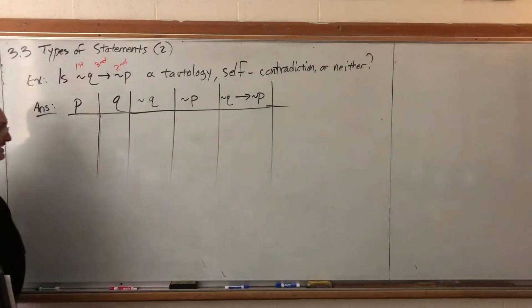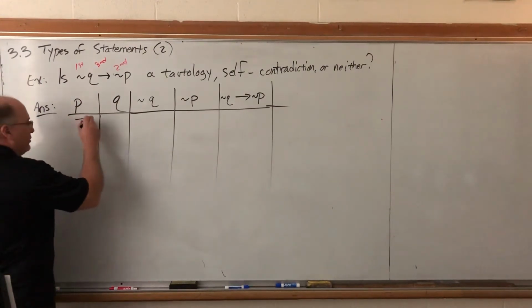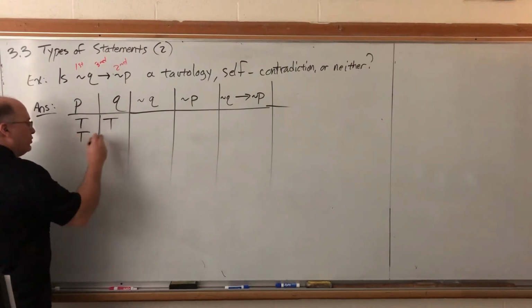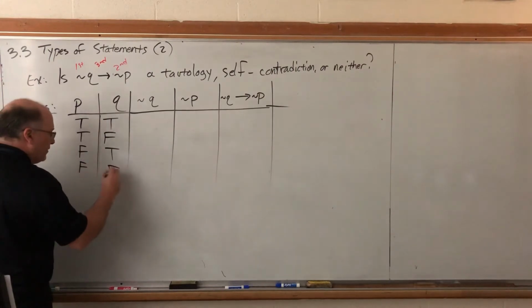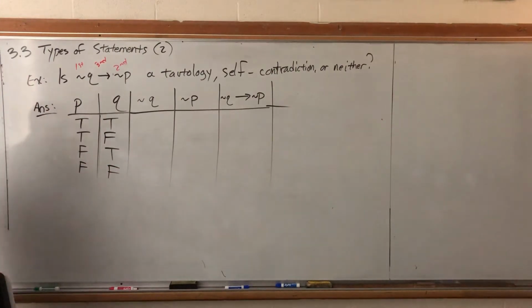Again, in the homework and on the test, the first 2 columns will be populated for you. True, true, true, false, false, true, false, false. If you didn't pause before, I highly recommend pausing now to try to fill out the rest of the table.